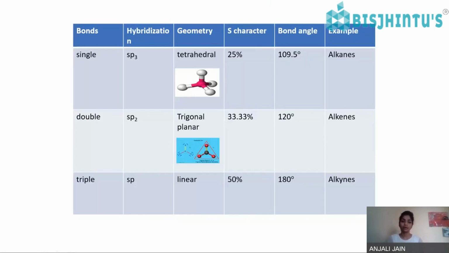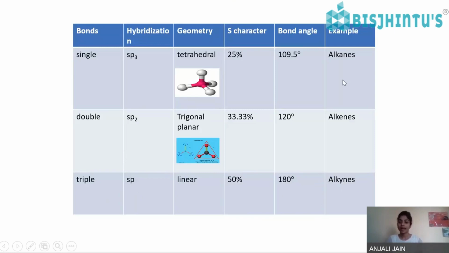Next comes the triple bond. Triple bond is there in the case of alkynes. Alkynes make sp hybridization, which is linear. If we talk about the S and P character over here, the S character is 50% and the P character is also 50%. So this makes a bond angle of 180 degrees in the case of alkynes.